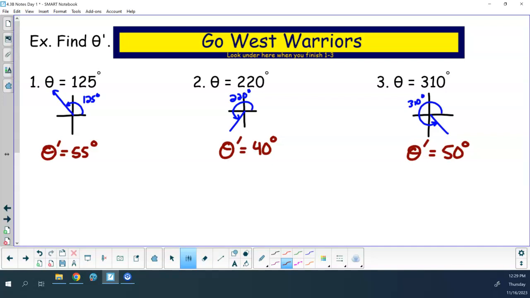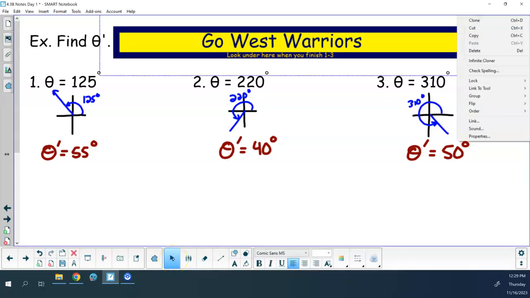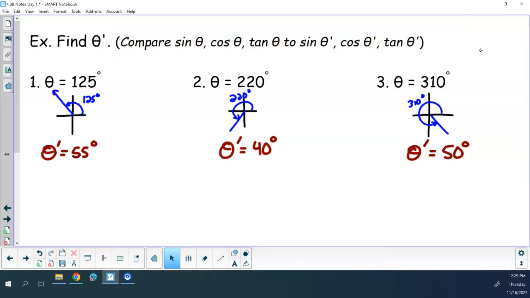So what I want you to do is find the sine, the cosine, and the tangent of each of your angles. If you are theta, you're finding me sine, cosine, and tangent of your theta: 125, 220, or 310. If you're the theta prime person, you're finding me sine, cosine, and tangent of the reference angle. It is in degrees. I want the decimal.